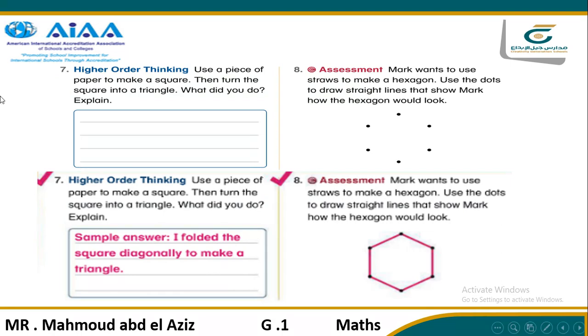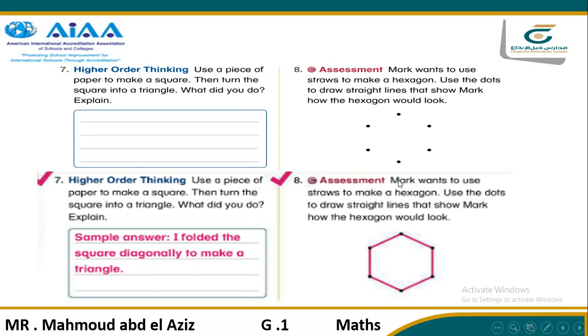Another question, he asked me to use a piece of paper to make a square and turn the square into a triangle. How to convert a square into a triangle? What did you do? And explain. Here, when you fold the square diagonally, it makes two triangles. The two triangles are equal in area. So you will write like this: I folded the square diagonally to make a triangle.